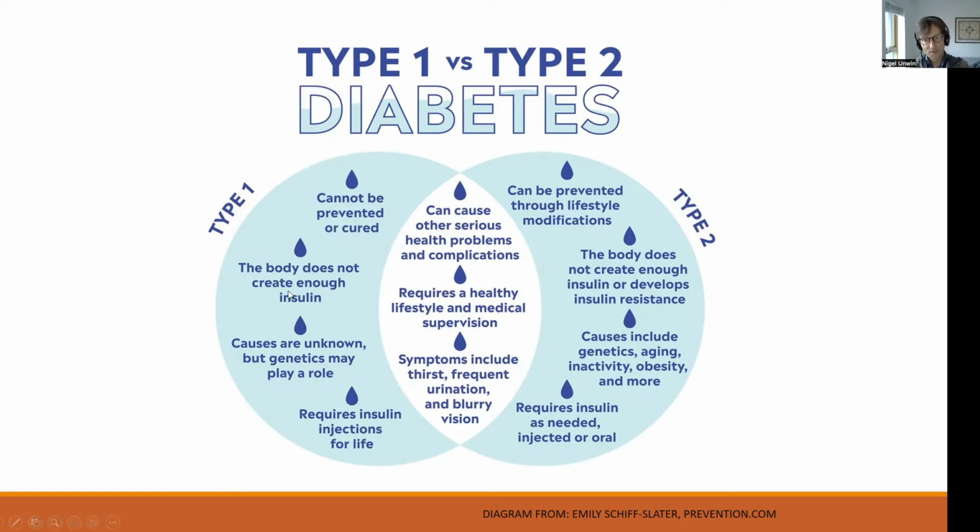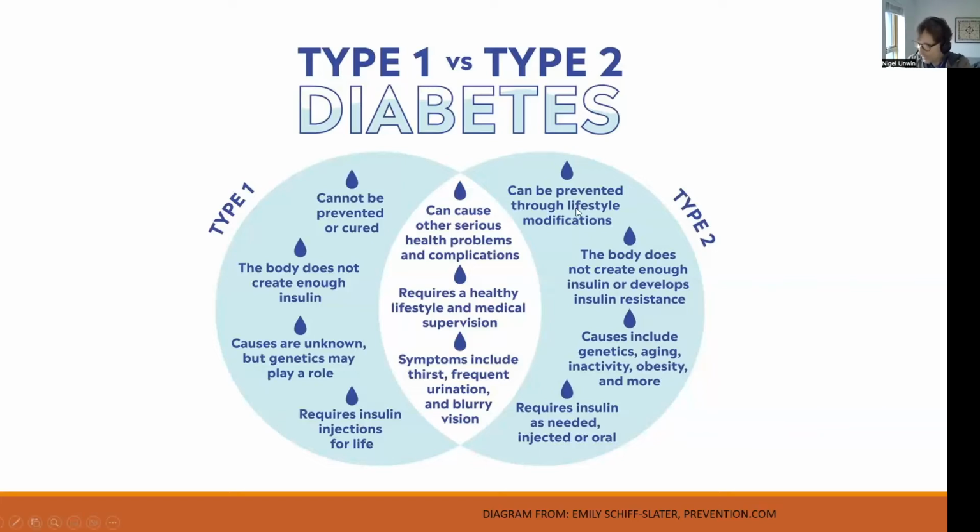The body doesn't create enough insulin, as we said, which is the key thing. The pancreas actually in the end stops producing insulin almost totally in most people. We don't know the causes, but there is a genetic tendency, though it's not a strong genetic tendency, and it requires insulin for survival, insulin for life.